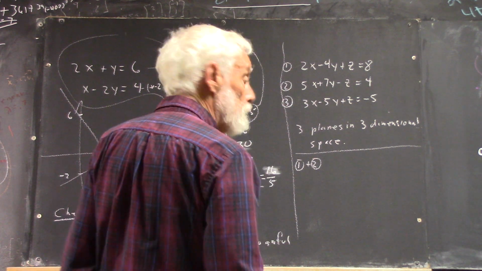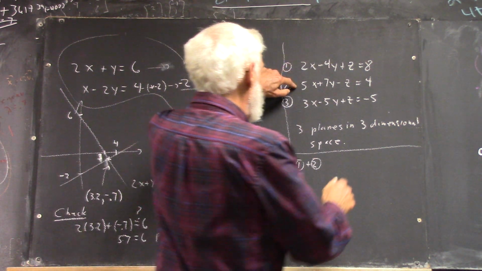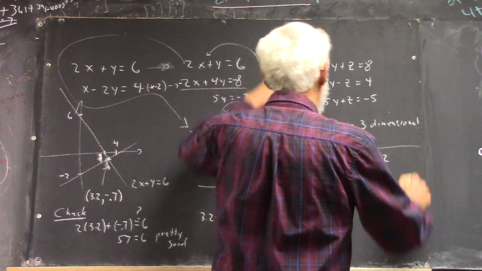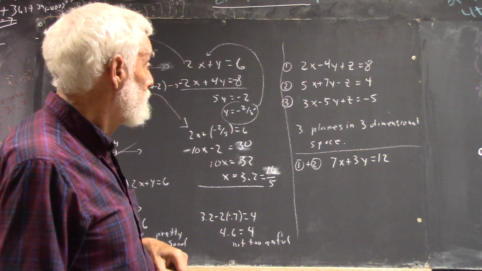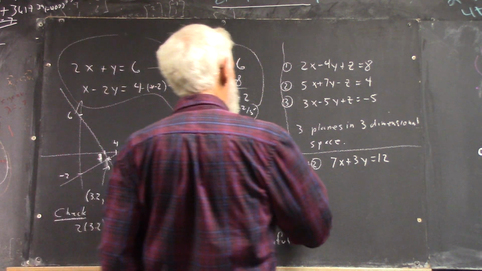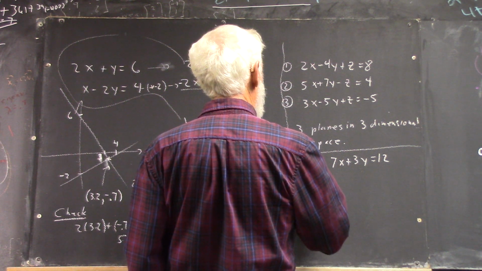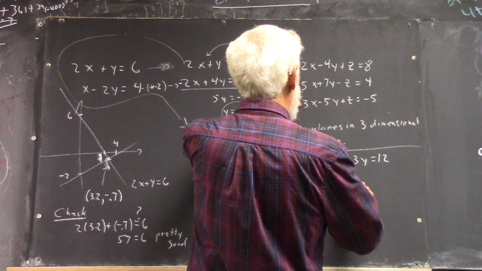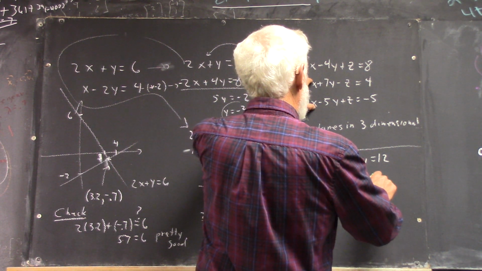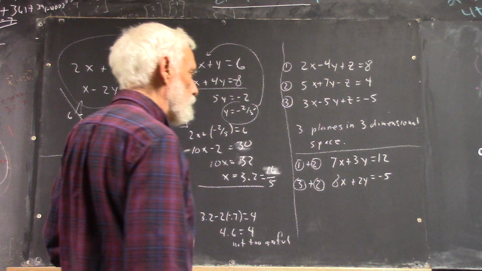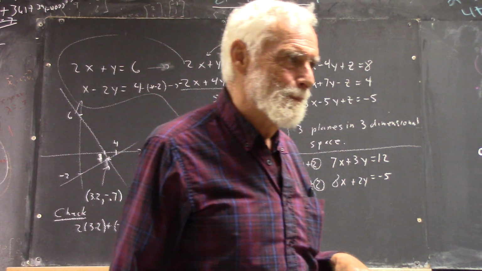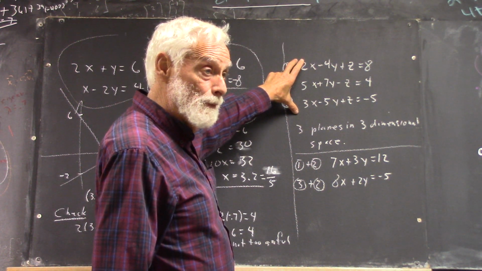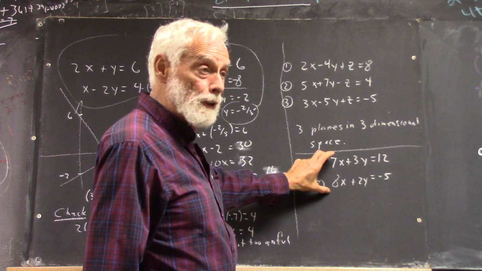Equation 1 plus equation 2 gives you 7x plus 3y equals 12. And equation 3 plus equation 2 gives you 8x plus 2y equals -5. That figure's going to be a little bit steep. So if these three are valid, if these are true, then this has to be true.